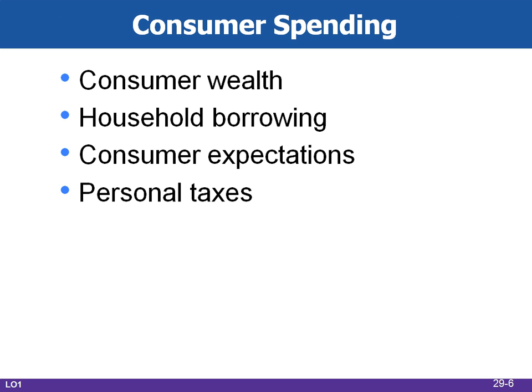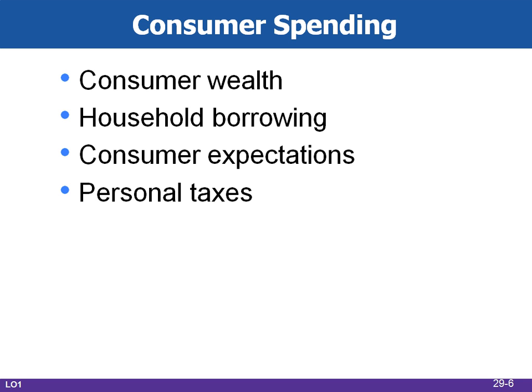Consumer wealth is the difference between household assets, homes and stocks and bonds, and liabilities, loans and credit cards. The value of the assets can change, and the consumer will react by spending more as asset values increase and spending less as asset values decrease. Households can borrow in order to spend more, which increases aggregate demand. And if the household reduces spending in order to pay off household debt, aggregate demand decreases.